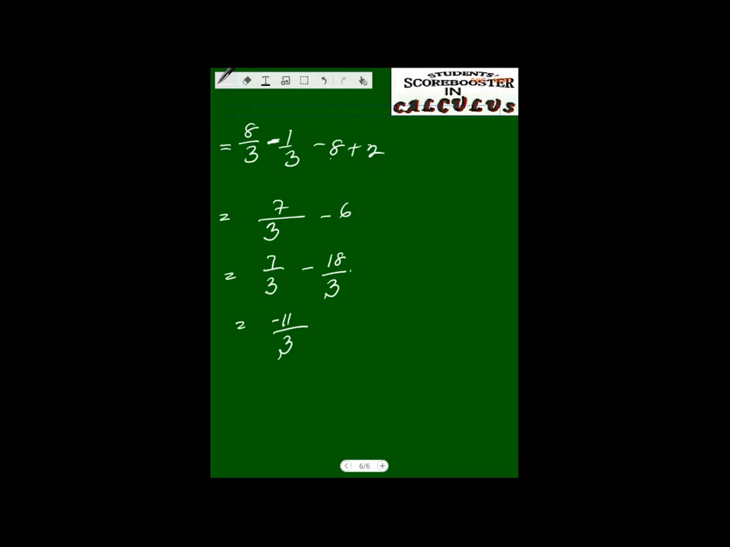Now let's look at the last example, example 4. I want to start from a new page. Example 4.